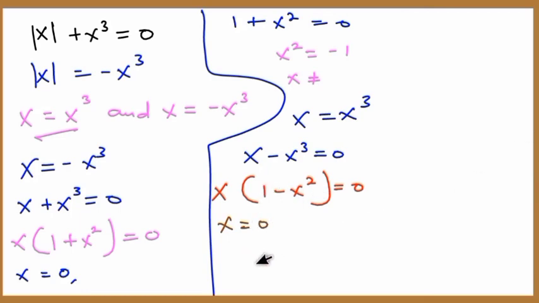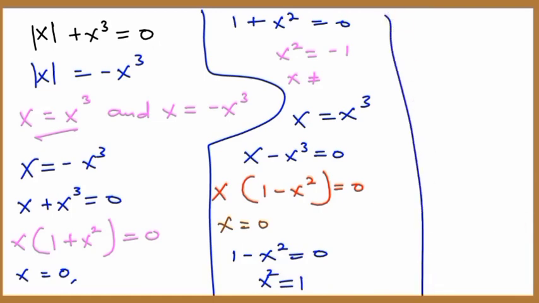So now I'll take this one. 1 minus x to the power 2 equals 0. So therefore, my x to the power 2 equals 1. So making x the subject, I'll have my x equals plus or minus 1. So therefore, from the second equation, my x will be 0, negative 1, and 1.